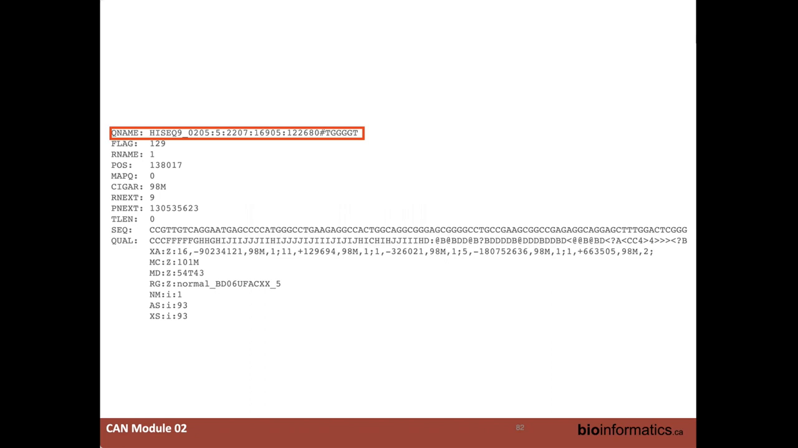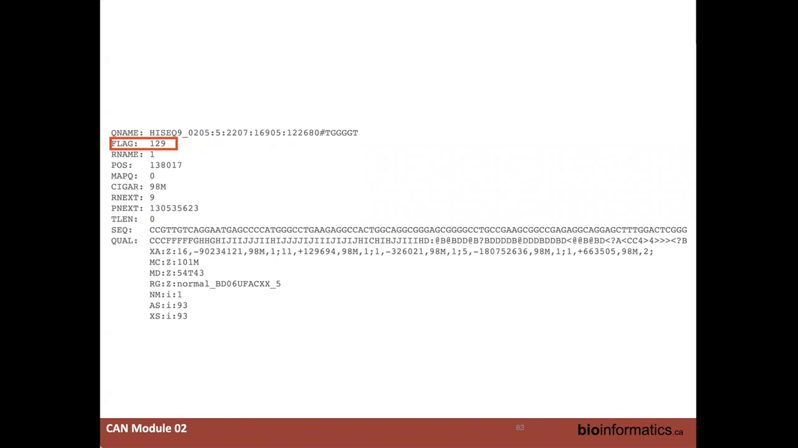It's a query name. HiSeq 9 tells me that it's probably a HiSeq machine, unless you're just playing with me. There are some numbers, and I don't know exactly what those are. And then there are some characters at the very end of it, and I wonder if that's a molecular barcode. It gives me some information, and this is actually going to be unique for this particular bit of sequence.